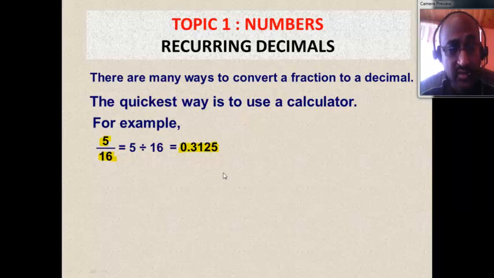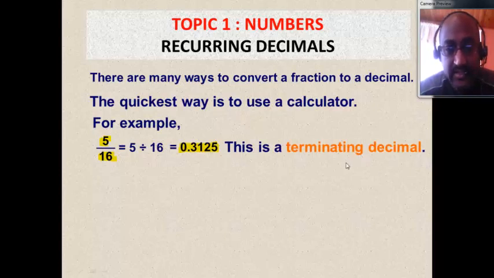0,3125, and that is it. It does not go further. This is a terminating decimal. Terminating. The word terminate means to come to an end.